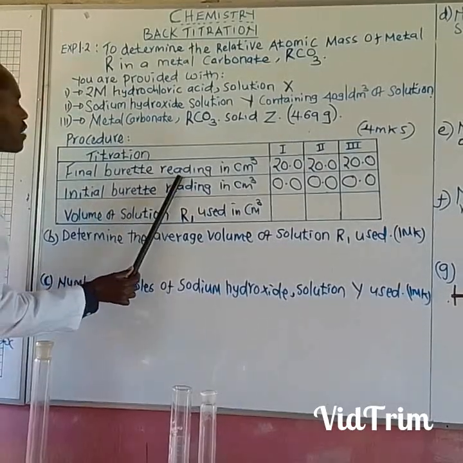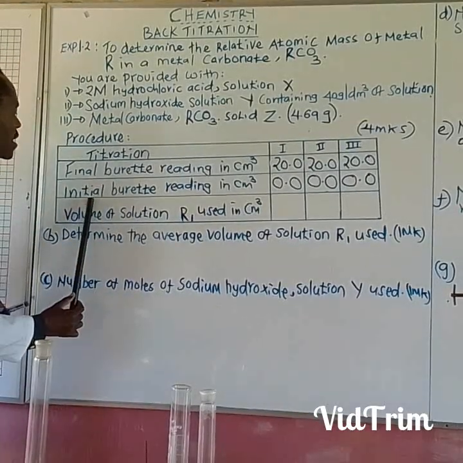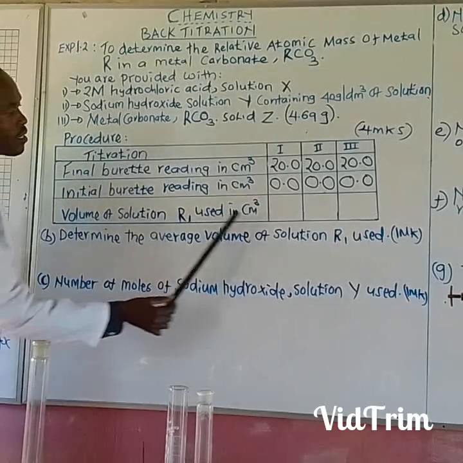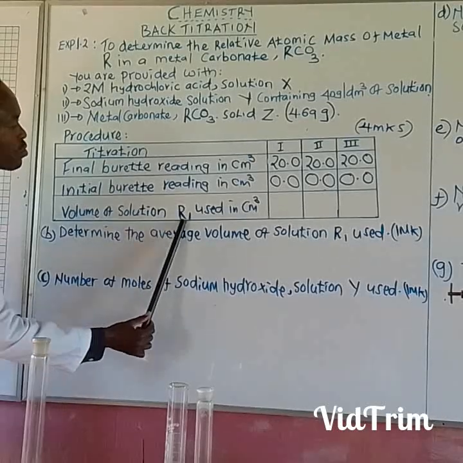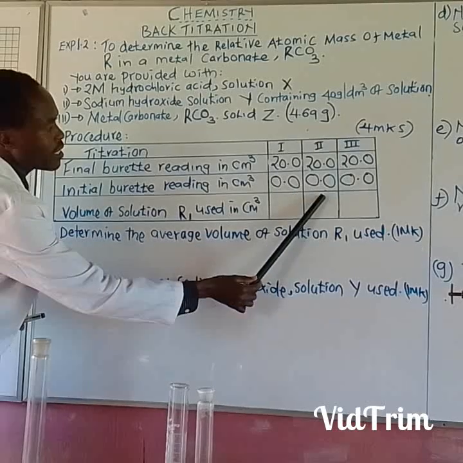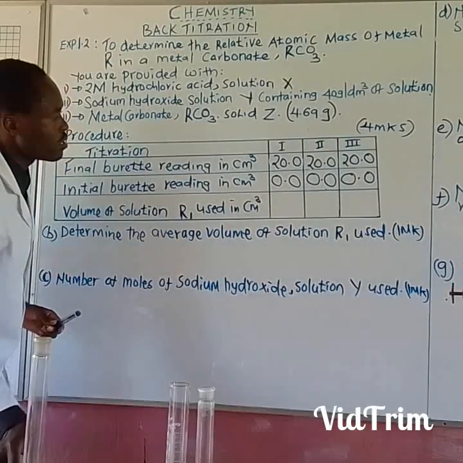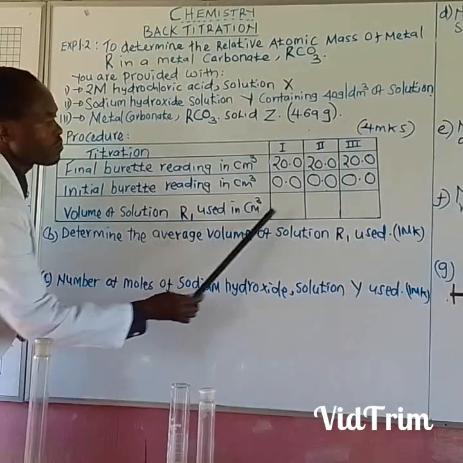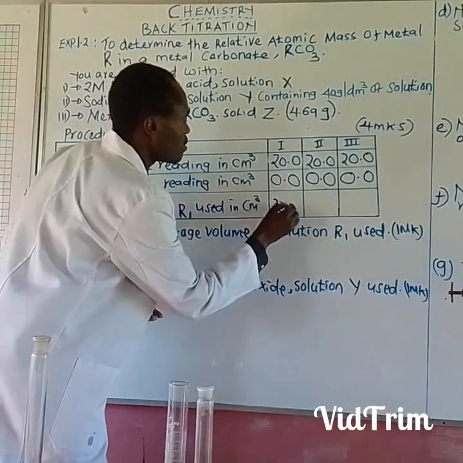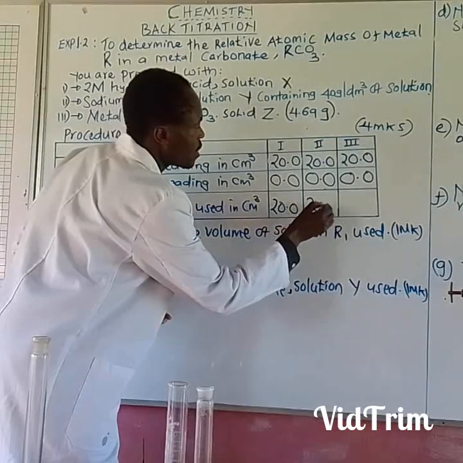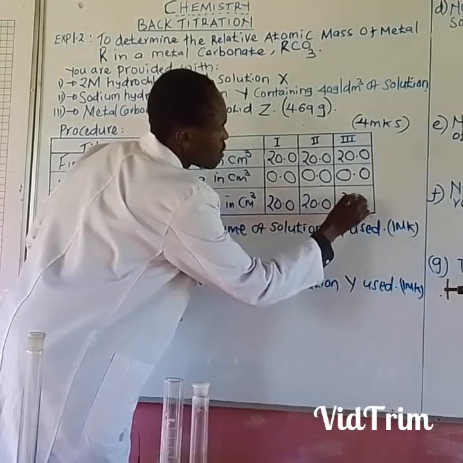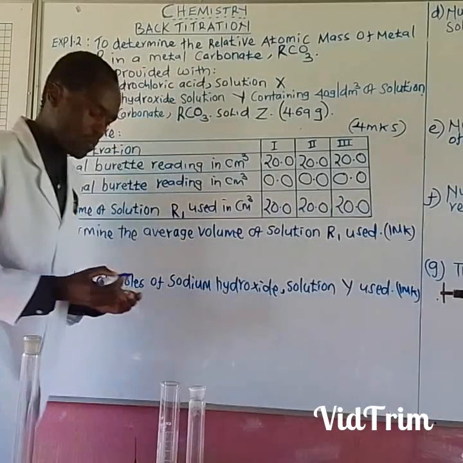Is it okay? Then thereafter, you have to subtract final burette reading value. Then you subtract their initial burette reading. Final minus initial. Then you get the volume of solution R1 used. Is it okay? So you take final minus initial. You get the volume of R1 used for the three iterations. Is it okay? So this one becomes 20.0, then 20.0. Is it okay, my student?